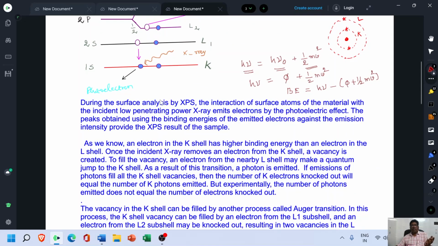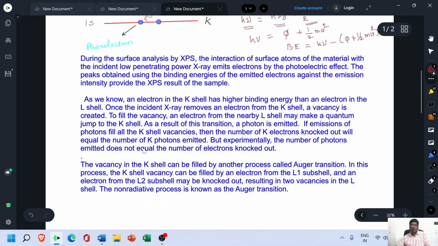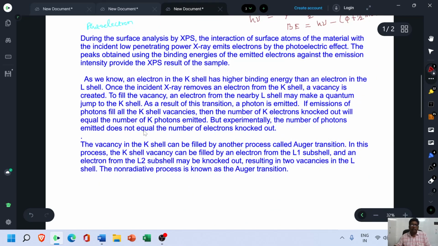The number of photons coming out as a result of this transition should be equal to the number of electrons coming out of different K shells. But in actual practice, that is not equal. See here, as a result of this transition, a photon is emitted.